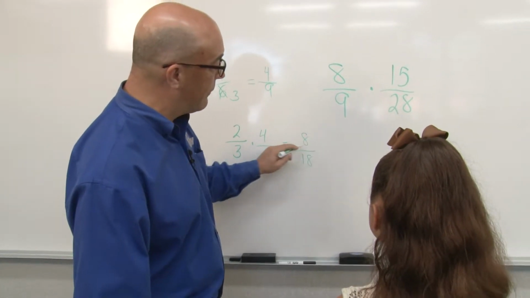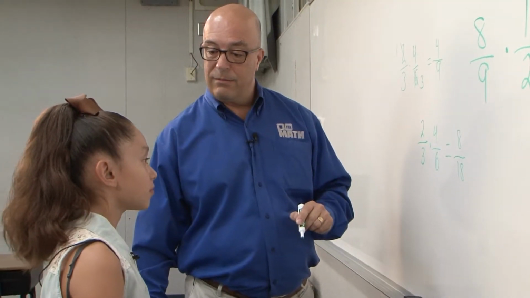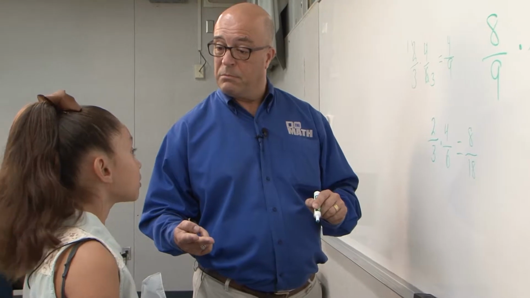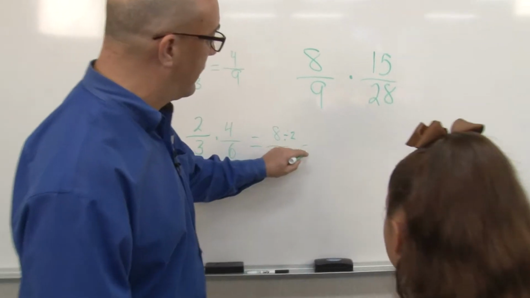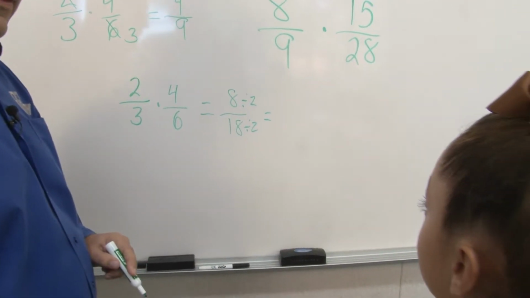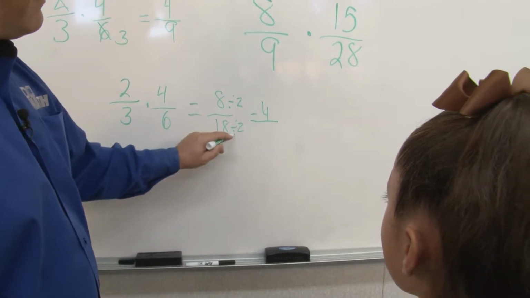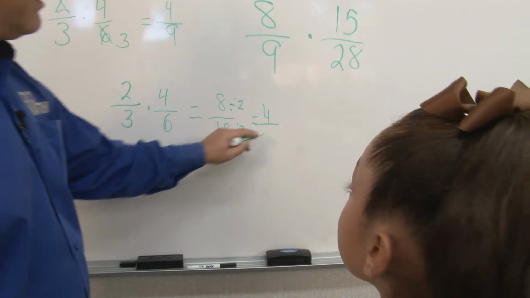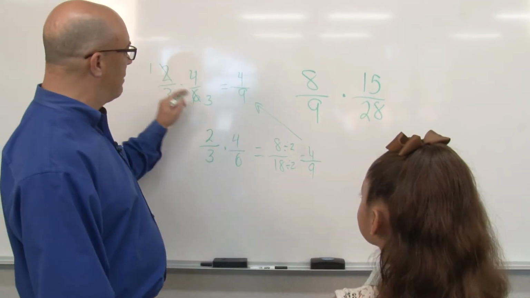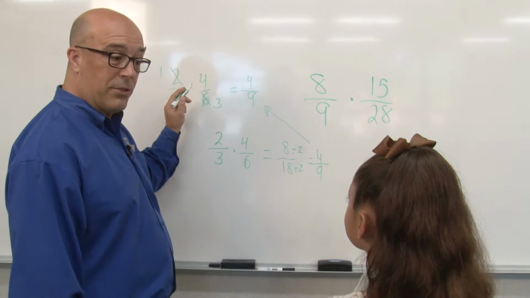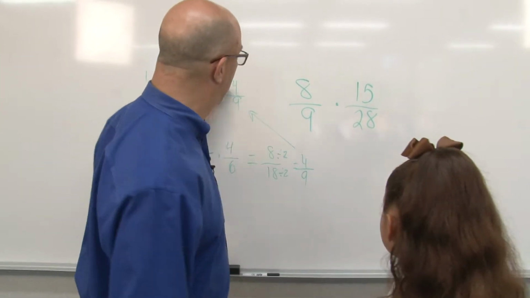Now look, if we simplify this, what goes into 8 and 18? Can 2 go into both of them? Yeah. Okay, so we'll divide each of these by 2. What's 8 divided by 2? 4. 4. And what's 18 divided by 2? 9. 9. Isn't that the same thing as that? See? So we can make it a little bit easier when we have large numbers, which is what we have here, right?